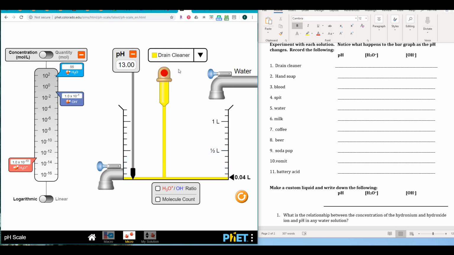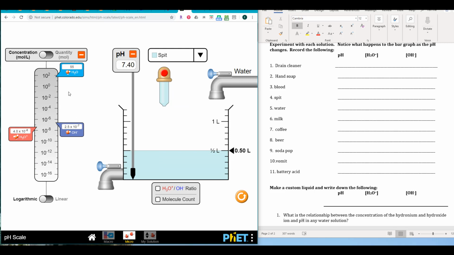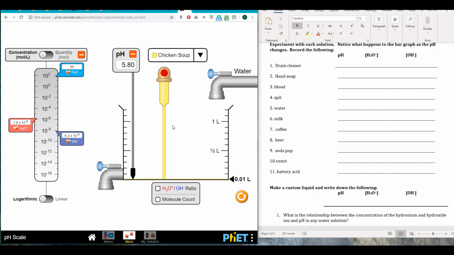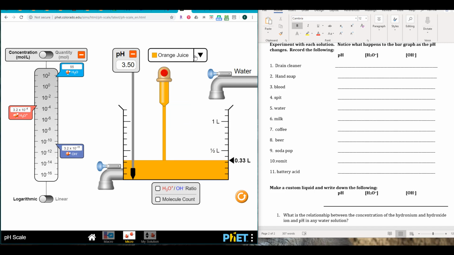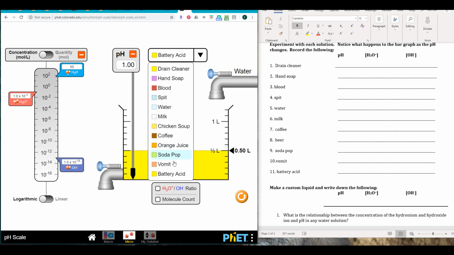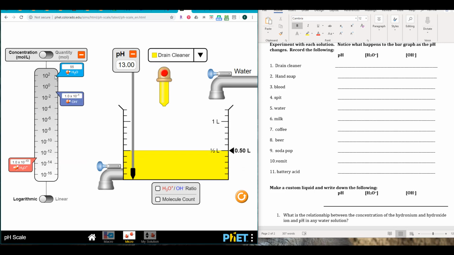So let's start with drain cleaner, and let's see what's going on with our bar graph. I just want to play with it a little bit. Do you see how these are changing over here on the left? Ew, spit, that's gross. Okay. Ew, vomit, yuck. Okay, so here's drain cleaner, and it's showing us the H3O plus concentration and the OH minus concentration, and then the pH. So that's what we're going to write down here. Okay.